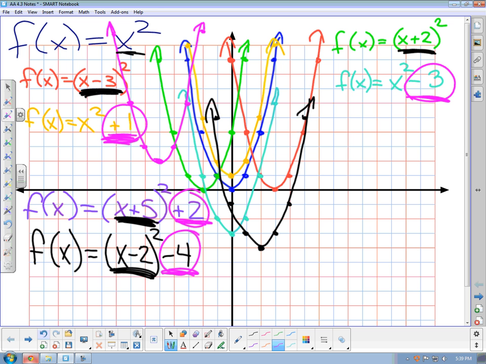That rule, or those 2 rules, apply to every single function you could ever draw in your entire existence. If you have a function and you're given something like this and told to graph it, you know that whatever this function is, if you want to graph it, all you have to do is take your original and move every point to the right 3 places.